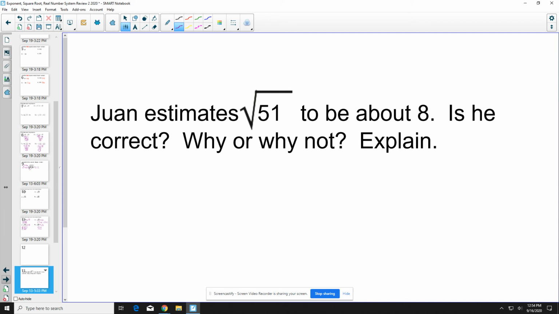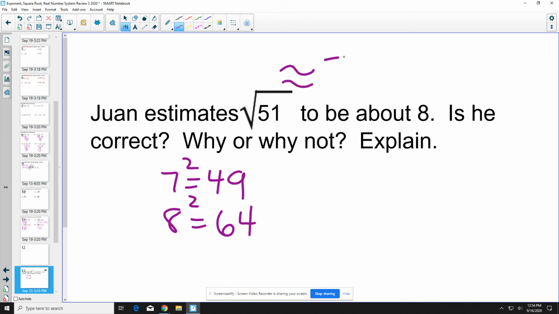Okay, let's see if you thought correctly. So think about your perfect squares. I know 7 squared is 49. I know 8 squared is 64. So square root of 51 is actually about 7, right? So he is incorrect because 7 squared is 49 and 51 is closer to 49 than 64.